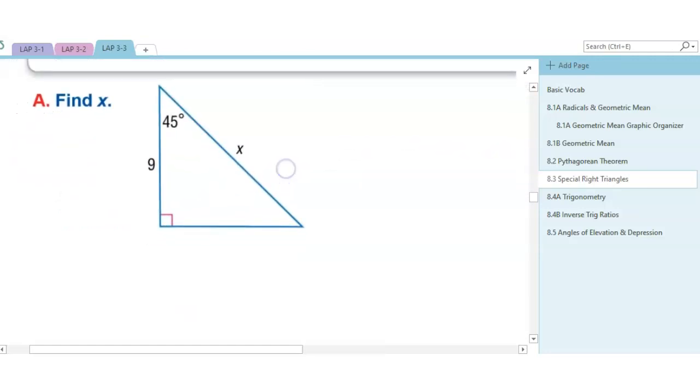So looking at an example, notice that we have a 45 degree here, a 90 degree here. So this is also going to end up being 45 degrees. If you add up all those angles in that triangle, it should equal 180.